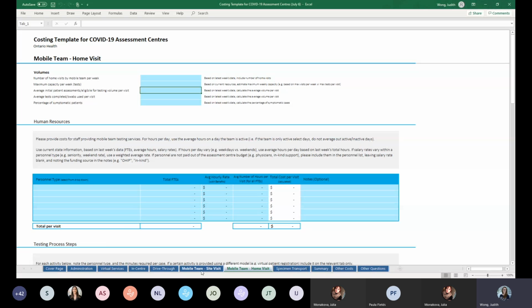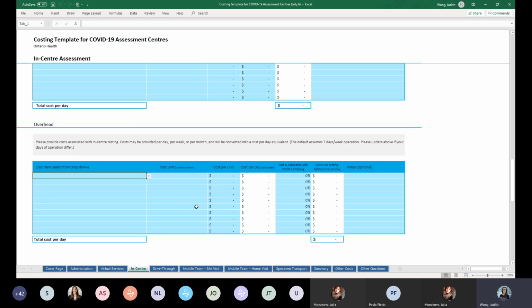So those are all the different models. In general, please fill out every tab that applies to your assessment center. If you don't do mobile team home visits, don't fill out this tab. If you don't do particular activities, don't fill out those activities. So fill out everything that you do, but you do not need to fill out anything that doesn't apply to your site. We had a question yesterday on if you have, for example, multiple in-center assessment centers.